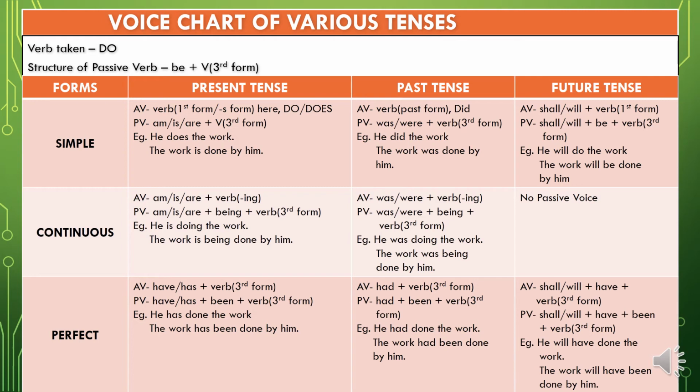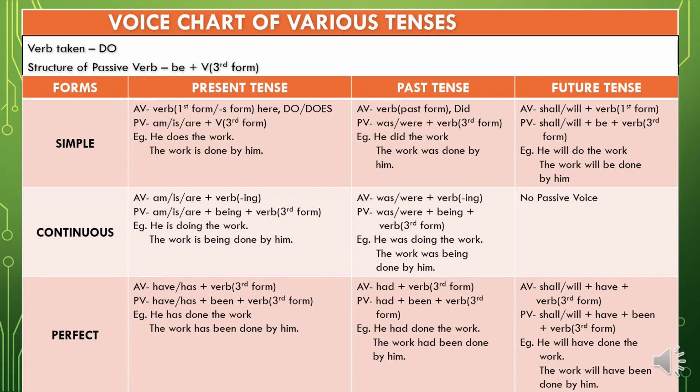Then simple future tense, active voice: shall or will plus verb first form. For example, he will do the work. Then in passive voice it will become shall or will plus be plus verb third form. The work will be done by him. Then let us come to continuous form.